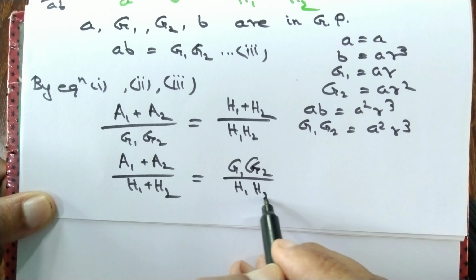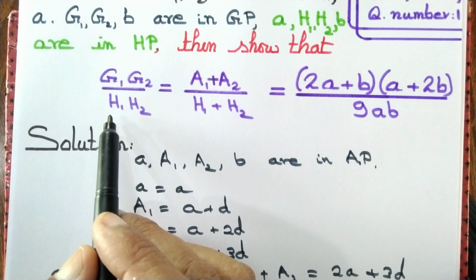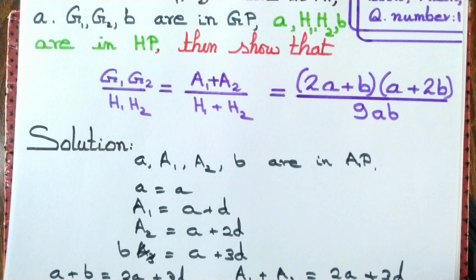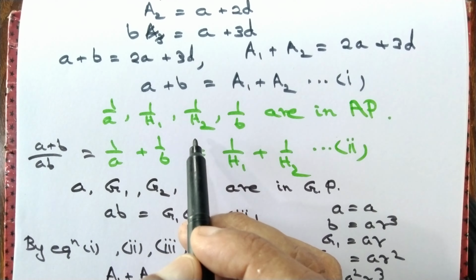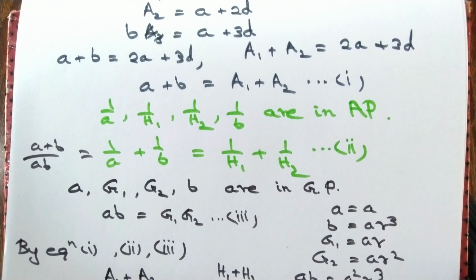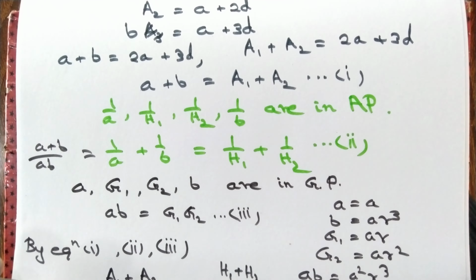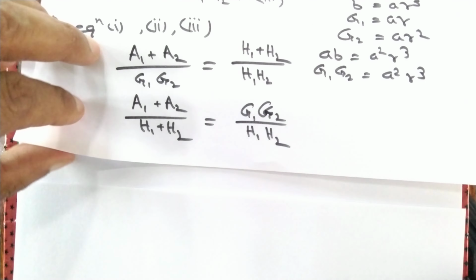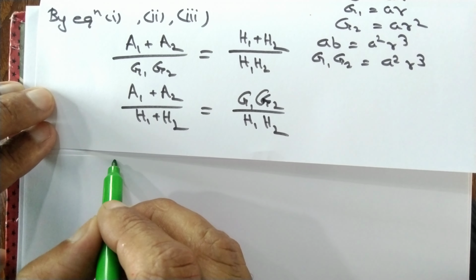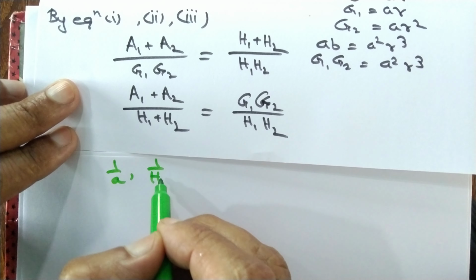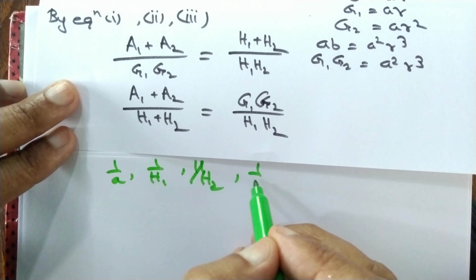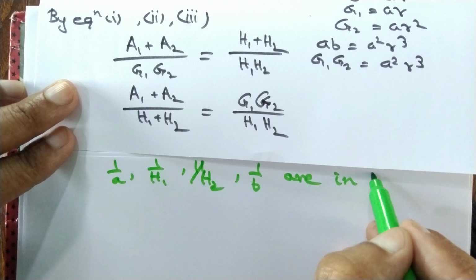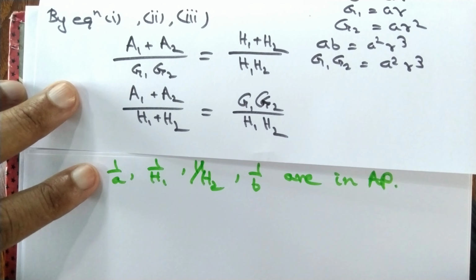Okay, we obtained something, and that is this part. How about this one? If we know the values of h1 and h2, then we can find this one as well. Can we find the values of h1 and h2? Yes. You see that 1 by a, 1 by h1, 1 by h2, 1 by b are in AP. So from there we will determine the values of h1 and h2 in terms of a and b. Let's do it. If they are in AP, we get a common difference.